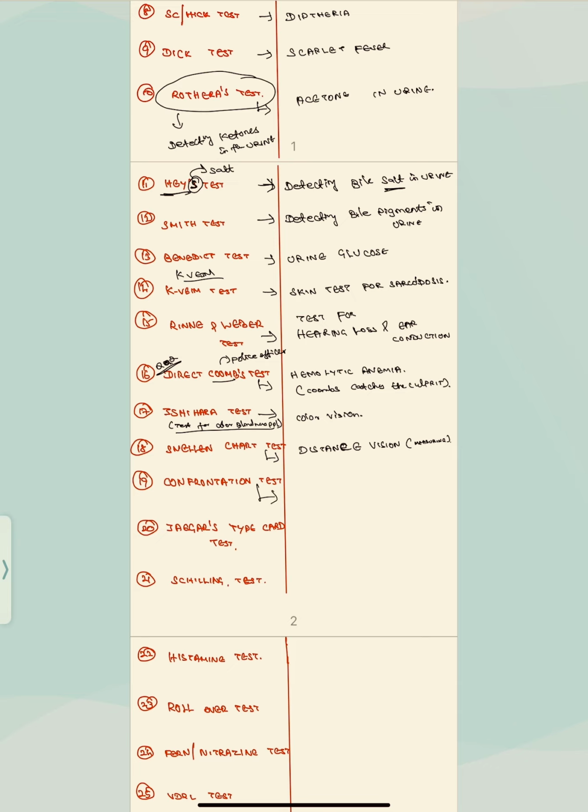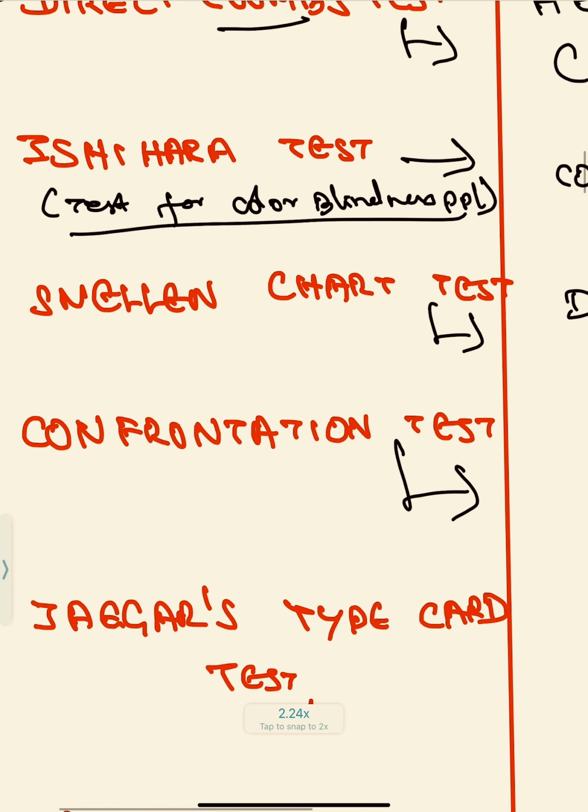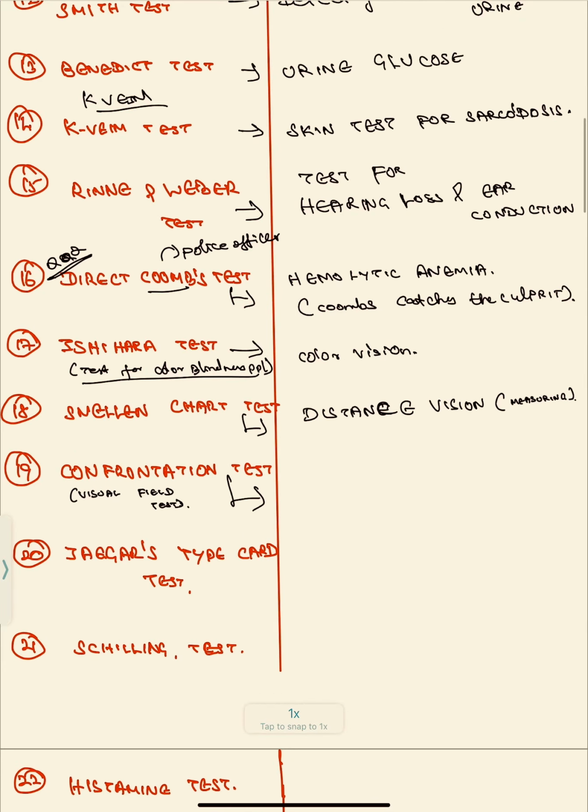Confrontation test. It's for visual field testing. Confrontation test is a visual field test. So confrontation test will be central and peripheral vision.